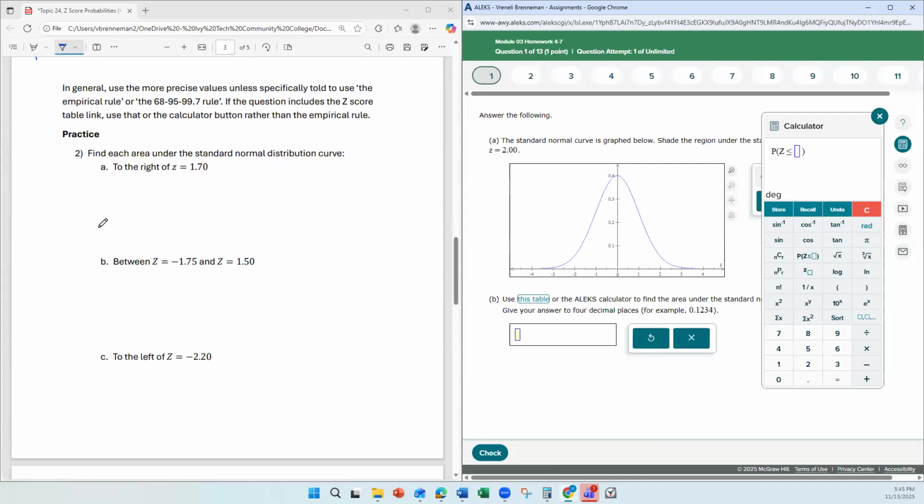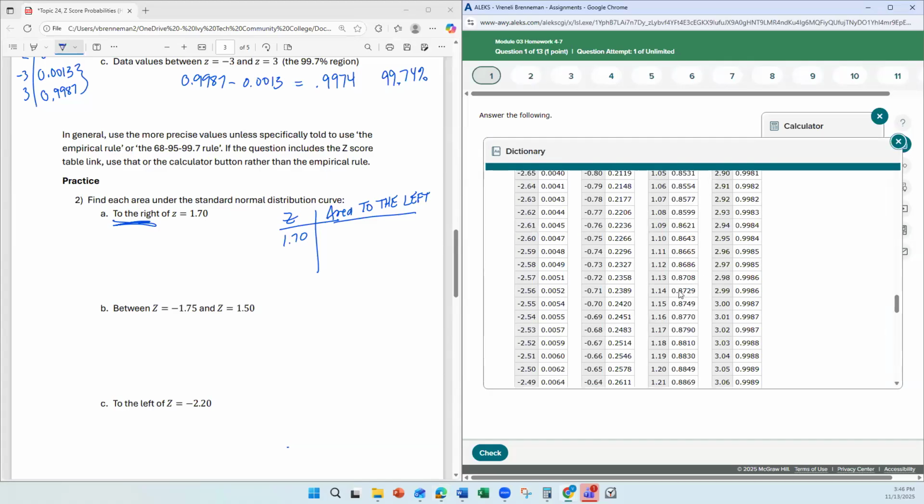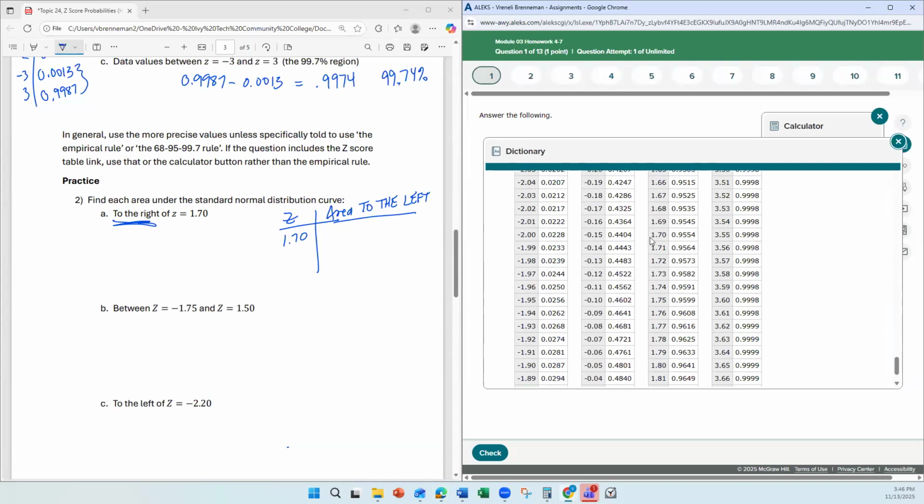All right, some more practice finding areas. Do not just look at the z-score, open the table, get the area. You have to pay attention to what it's saying. This is the area to the right. The table gives the area to the left. So if I look up 1.70 on my z-score table, here we go, 0.9554.